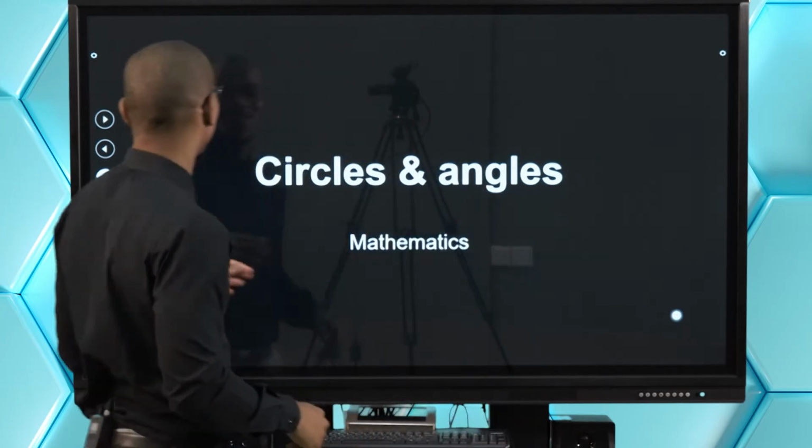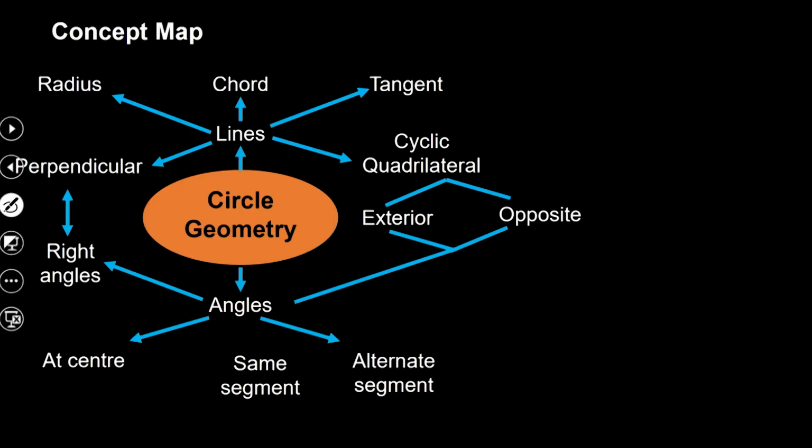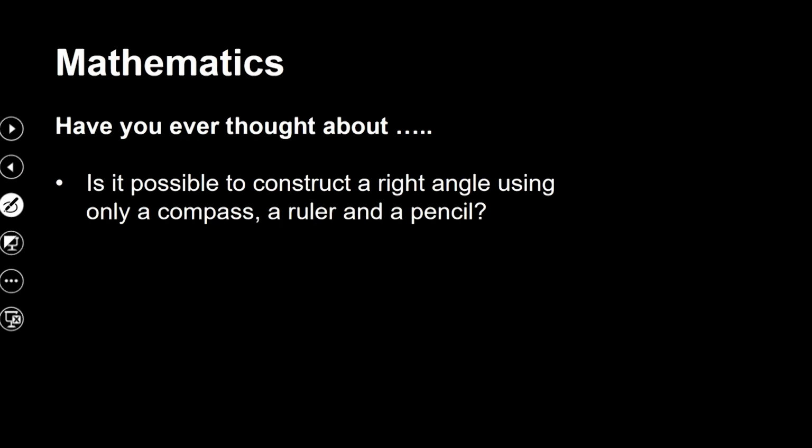So let's just jump right into it. Remember our mind map or concept map: we've looked at the concept of a radius and the concept of a chord. A tangent we're going to look at at a later stage, and we also looked at the concept of perpendicular lines. Now we're looking at the concept of angles, and we're going to talk about an angle at the center, same segment, and alternate segment.